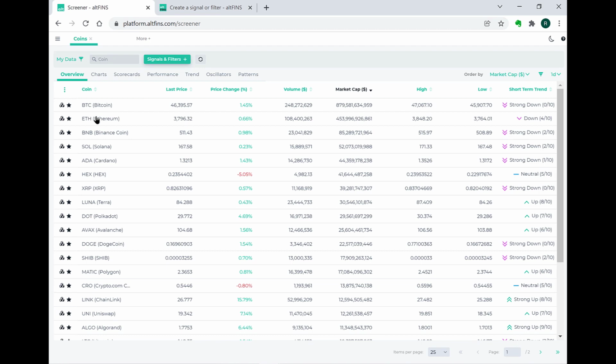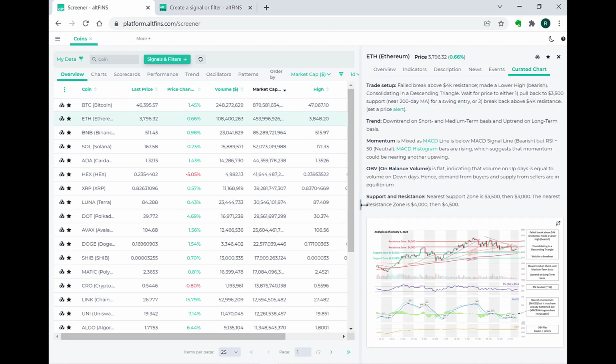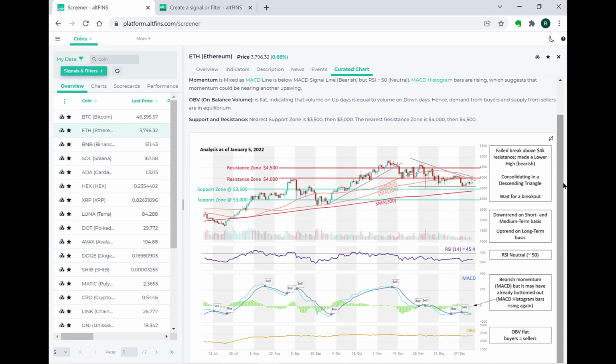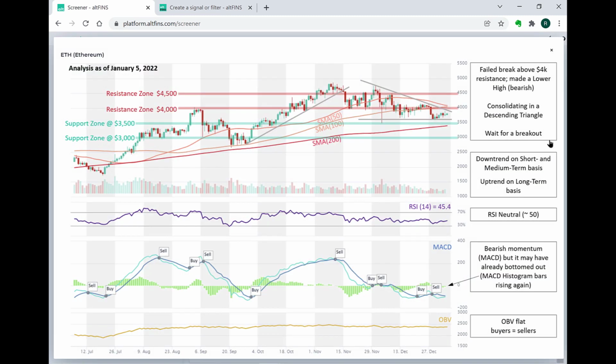Also, the other coin I want to take a look at is one that you're quite familiar with, I'm sure, which is Ethereum. In our curated charts, we talk about how the price has been consolidating in a descending triangle. Let's make this bigger. In a descending triangle, which is characterized by the support trend line horizontal at around $3,500. Consistently, the price has bounced off of that in the last couple of months.